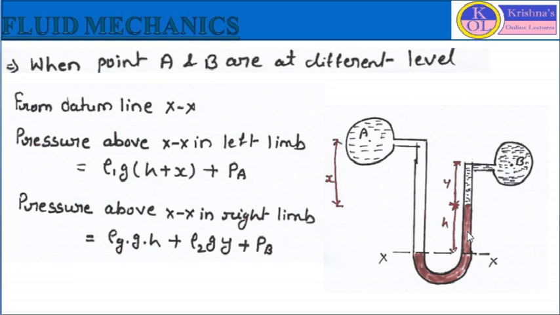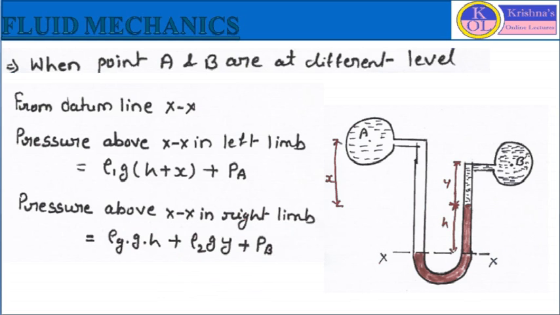Similarly in the right limb, the concept to find the pressure in the right or left limb is the same as before. So in the right limb the pressure will be PB plus, as there are two liquids in this limb, the liquid with density ρ2 and the liquid with density ρg: PB plus ρ2 y into G plus ρg into G into H. This is the pressure above XX in the right limb.